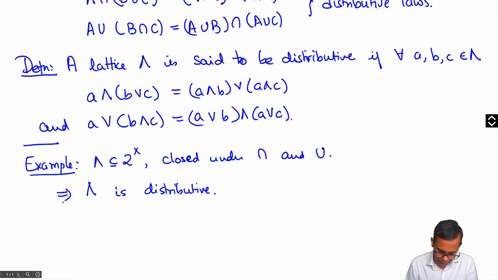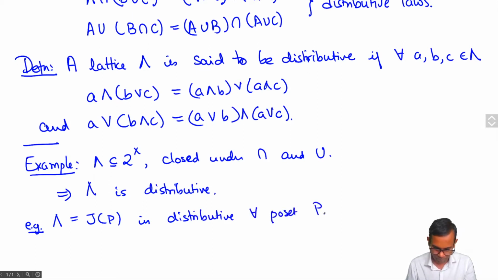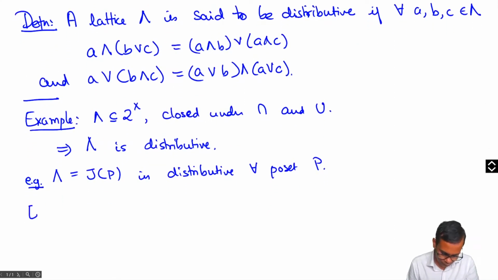For example, more specifically, if I take the lattice to be J(P) for some partially ordered set P, then we know that join and meet in J(P) are just intersection and union. And hence, for example, we know that Young's lattice is a distributive lattice. Let's look at another example which isn't obviously of this kind.